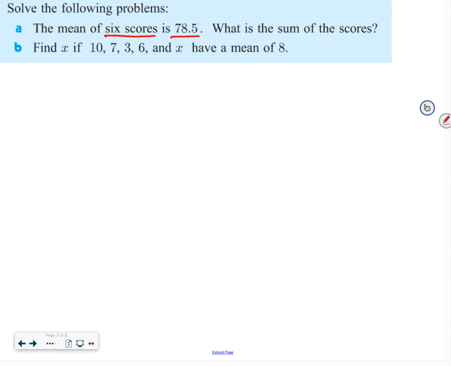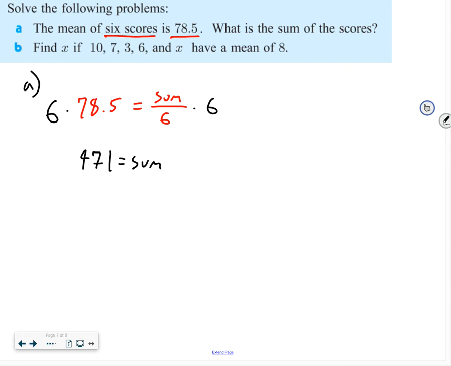So going backwards, I know that 78.5 is equal to the mean, which was equal to the sum divided by 6. Well, to find what the sum is, I'm going to undo this equation, multiply that side by 6, multiply this side by 6, and we can see that 71 is equal to our sum. Okay, so we can use our equations and problem solve if we're given the mean, and we can work backwards.